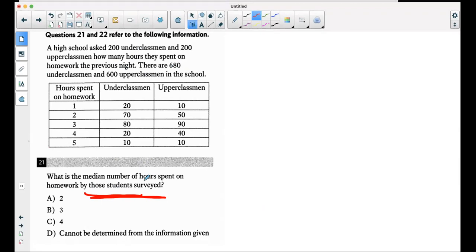not just underclassmen nor upperclassmen. Everybody. Those are all the students who have been surveyed. So that means out of how many people? 400 people. Now, if you look at 400 people, it's an even number. How do you calculate the median, the middle number? That's the average of the two middle numbers.